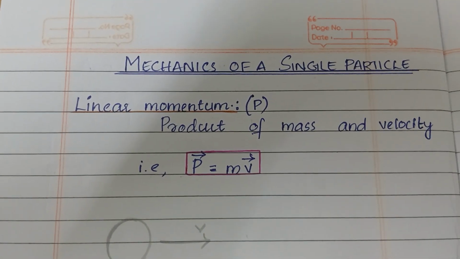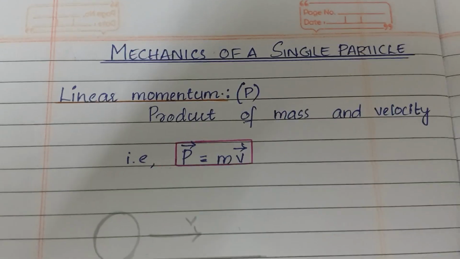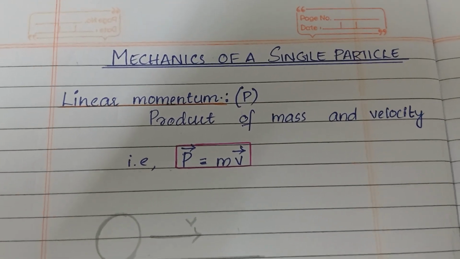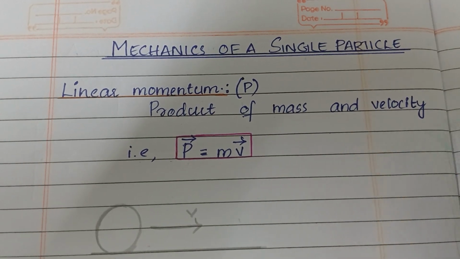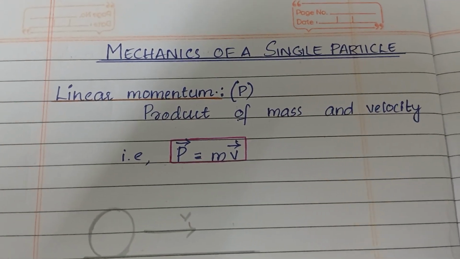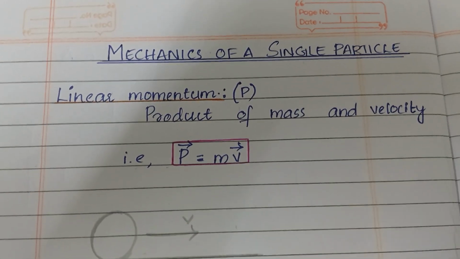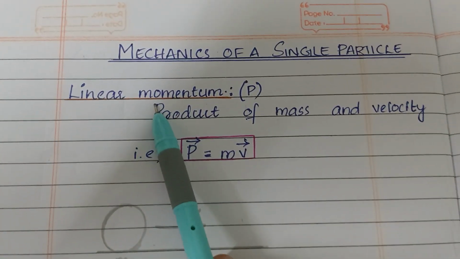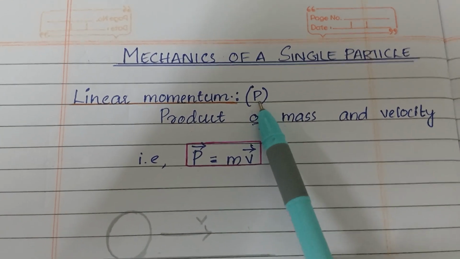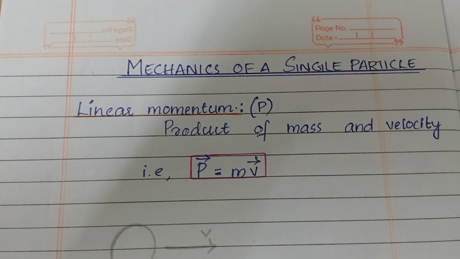Hello guys, this video is about mechanics of a single particle. In this video, we are going to discuss linear momentum, angular momentum and torque. So, first of all, we should start with linear momentum. Linear momentum is denoted by the letter P and it can be defined as the product of mass and velocity.